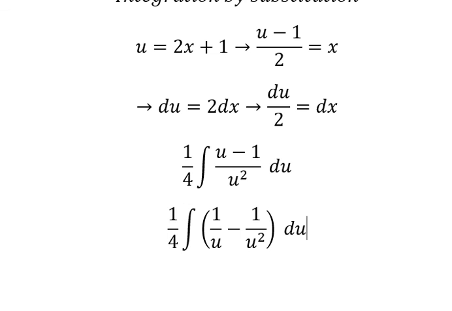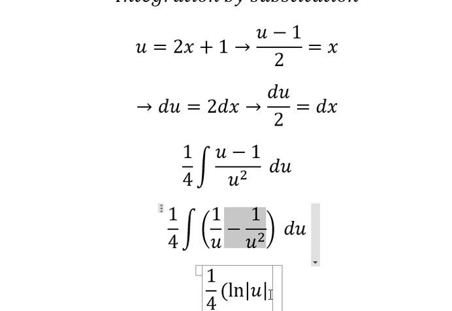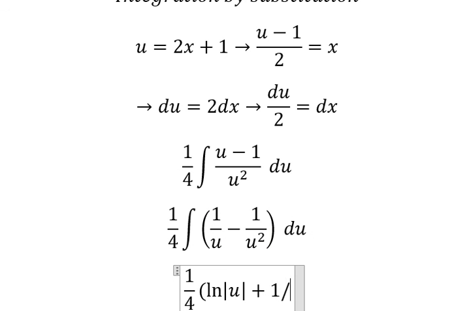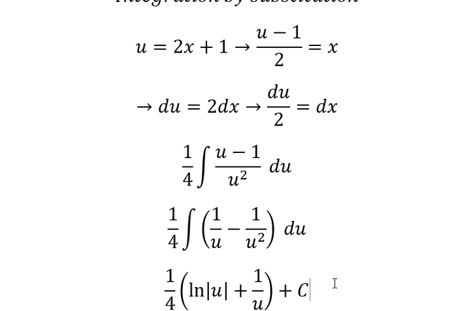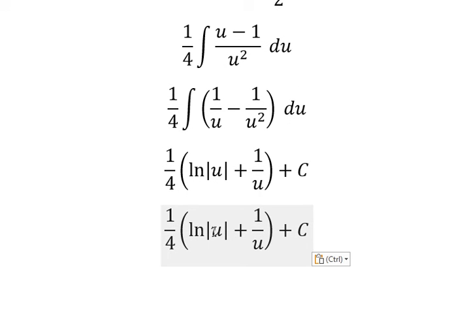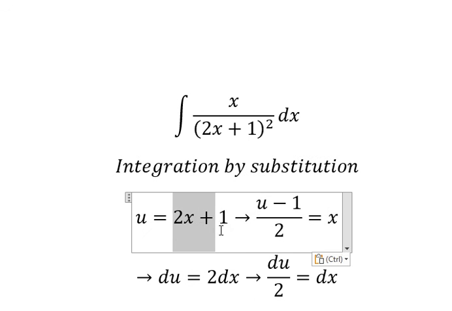Next, the integration of this one, we have ln of the absolute value of u. The integration of this one, we have positive 1 over u, and I will put plus c. About u, that is about this one.